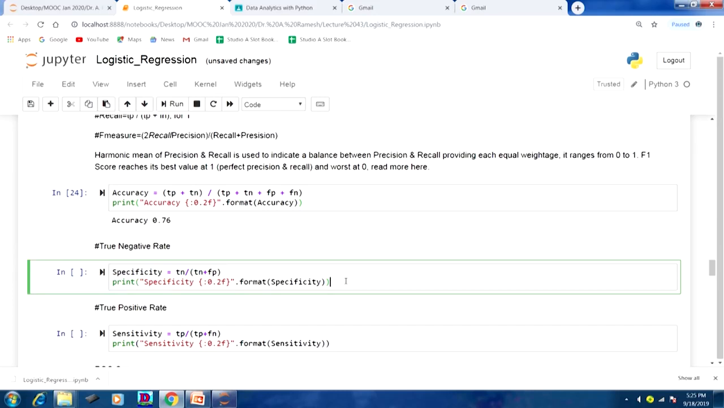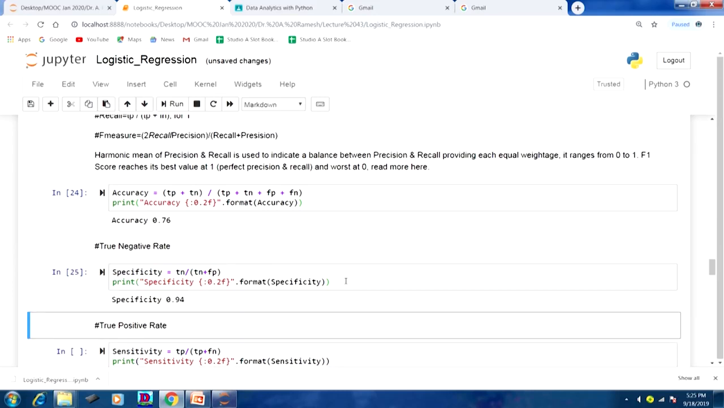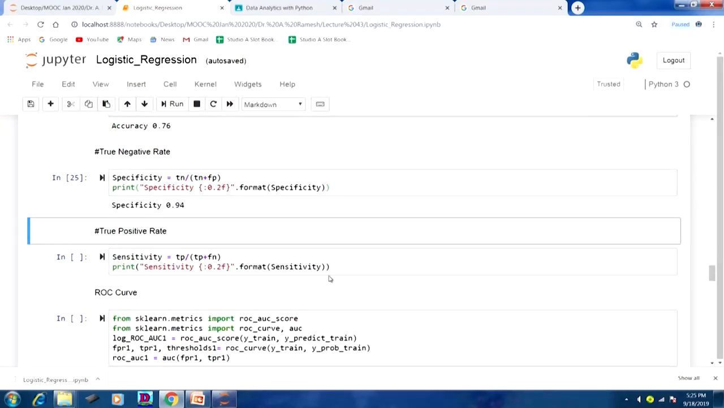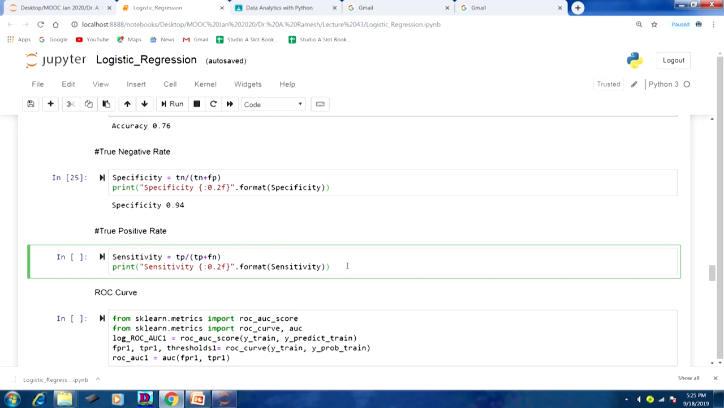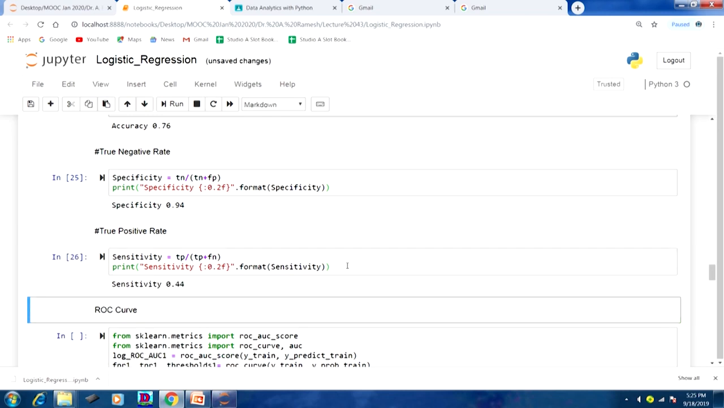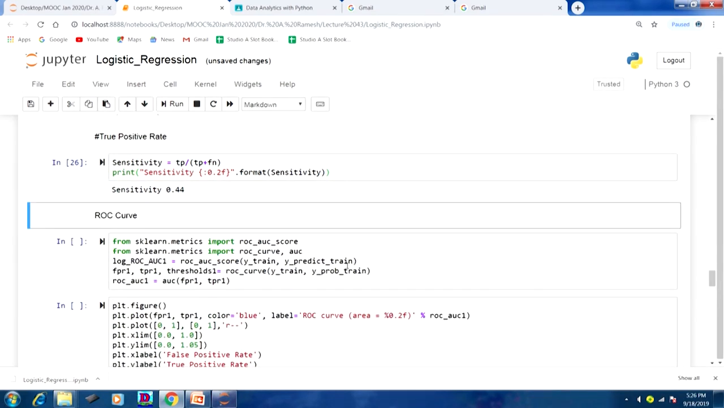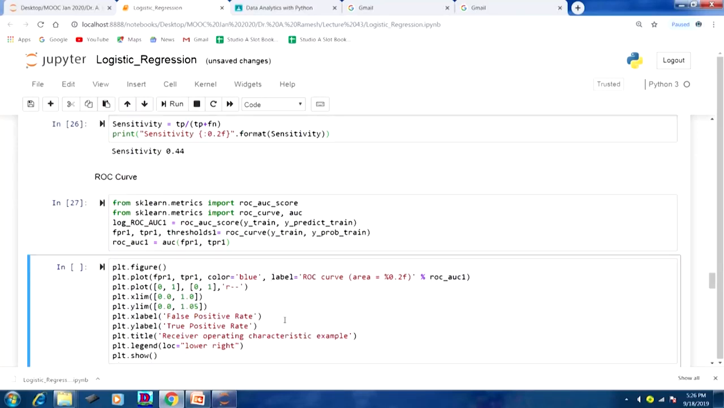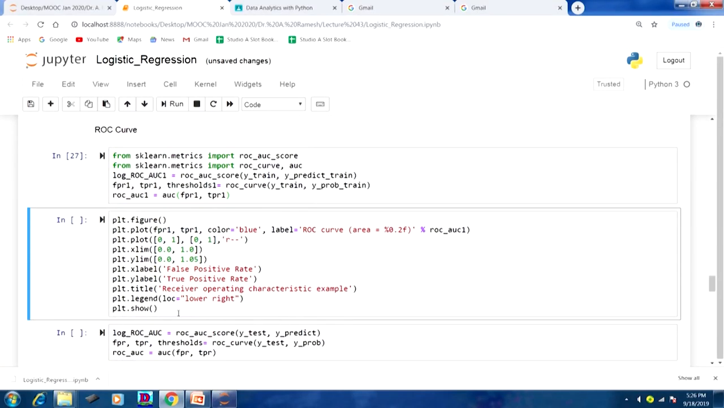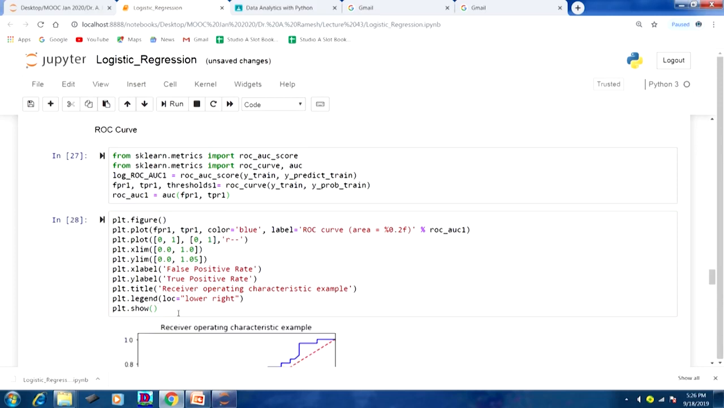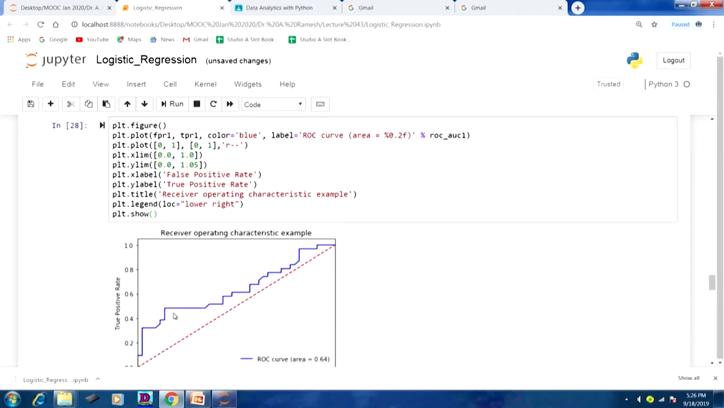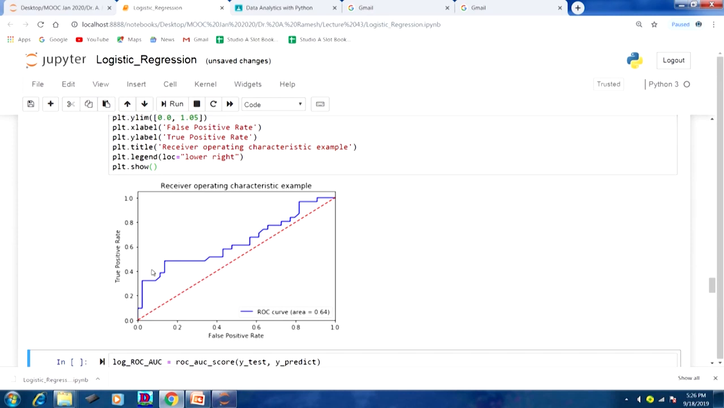Then we will go for specificity. The specificity is 0.94. Here the default threshold value is 0.5. So, we will go for sensitivity, that is the true positive rate. The true positive rate is 0.44. Now, we will go for the ROC curve. Now, we will plot that ROC curve. For the default value, the ROC curve is the blue one, which says the area under the curve is 0.64.